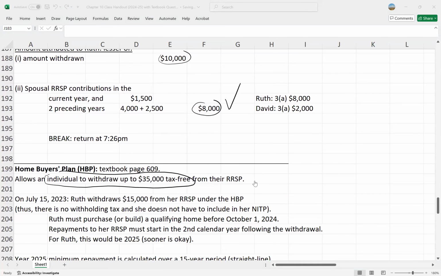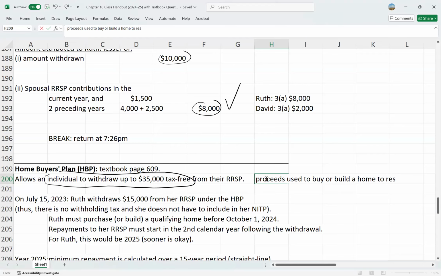If you withdraw the money, it can be up to 35,000, but it doesn't have to be the full 35,000. Once again, it's per individual. So if you have a couple and they both have quite large RSP balances, each could take out 35,000, then it would be 70,000 going towards buying a new home. The proceeds would be used to buy or build a home to reside in. So you can't take the money out to buy a rental property. It has to be to buy or build a home that you're going to reside in.